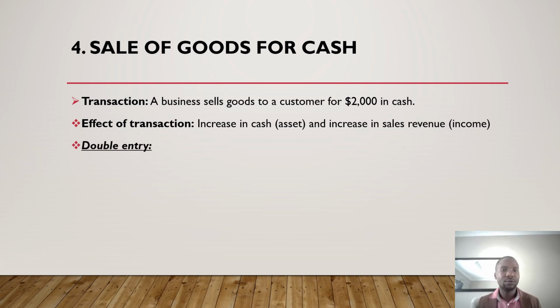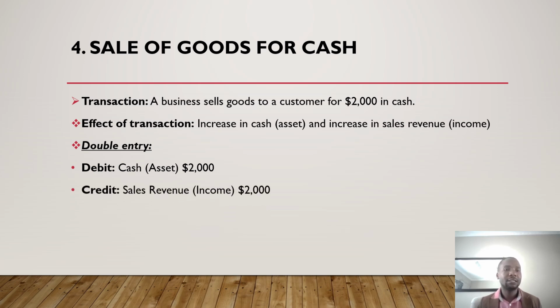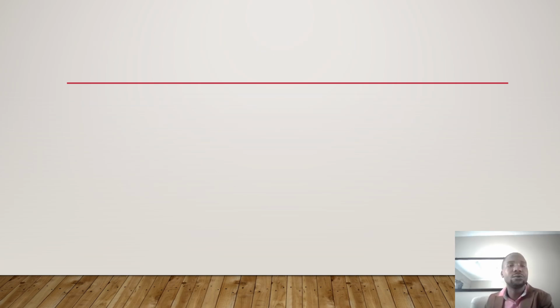So according to the rules, an increase in asset account is a debit entry. Therefore, we're going to debit the cash account with 2,000. A corresponding credit entry goes to the sales revenue account with the same amount. An increase in sales revenue is a credit entry according to the debit credit rules.